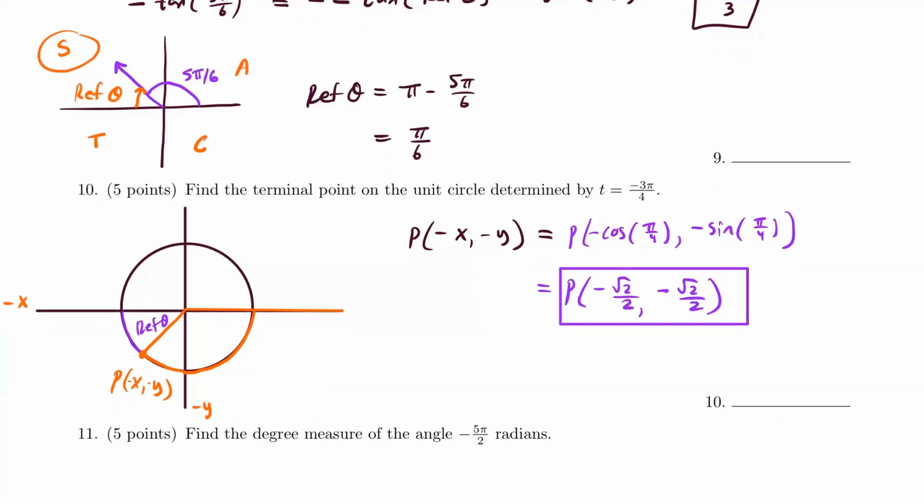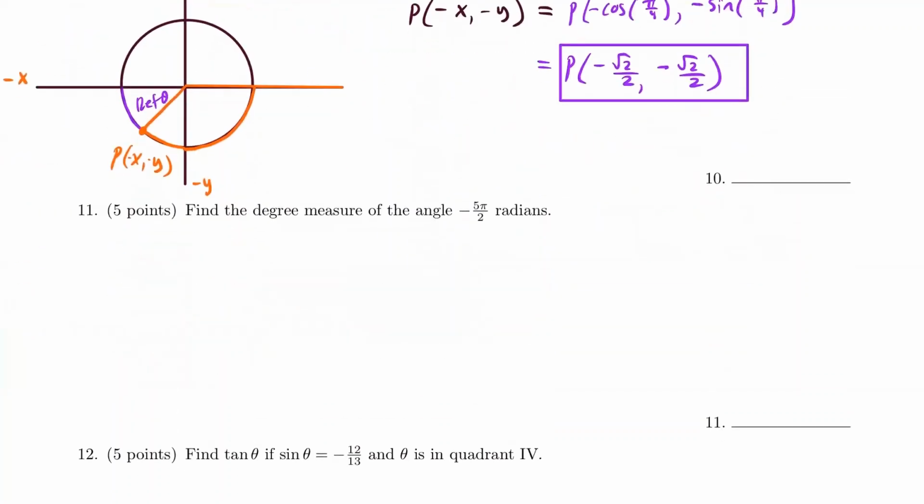And for the next problem, we're going to find the degree measure of this angle, negative 5 pi over 2. You multiply this by 180 degrees divided by pi. So then the pi cancels out, and your answer is in degrees. So you will have negative 5 times 180 degrees divided by 2. If you do 5 times 180 degrees, that's 900 divided by 2. This is negative 450 degrees.